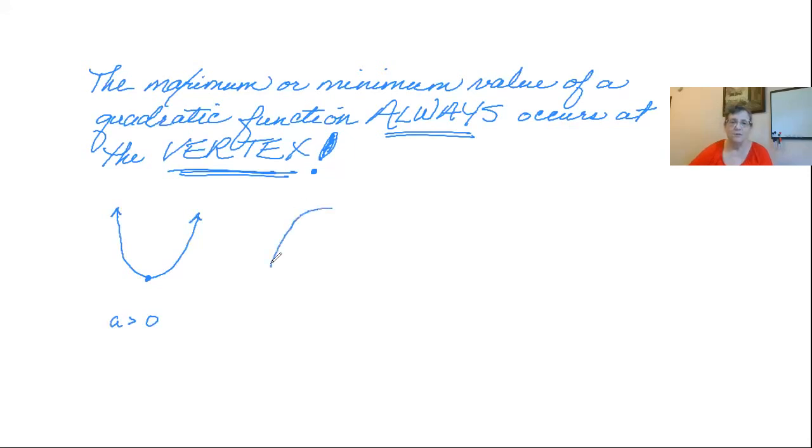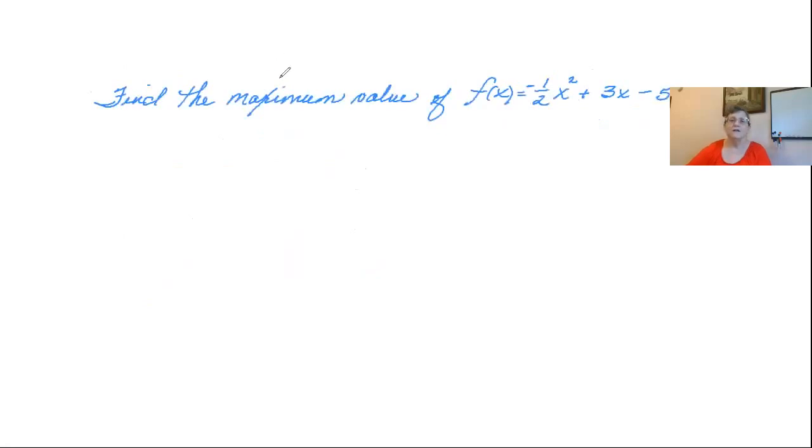If you've got a parabola that opens down, where A is a negative number, A is less than 0, then you have a maximum. So we've got a max here, a minimum here. Let's see how this could be used. Take a look at this problem. Find the maximum value of f of x equals negative 1/2 x squared plus 3x minus 5.